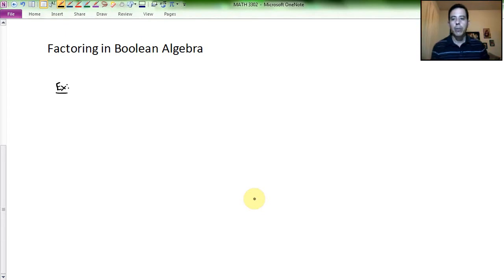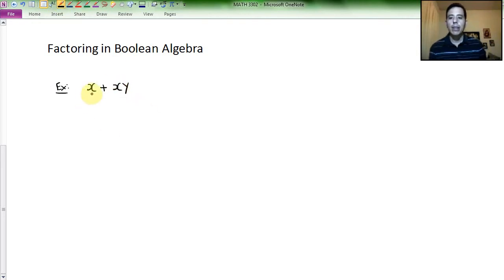I would like to show you two examples of factoring in Boolean algebra. This specific example we've seen before. It's x plus x times y. Again, we agreed on the order of operation. The multiplication comes first. When we have addition and multiplication, and there are no parentheses indicating which one we should do first, then we use the multiplication. So it's the same order of operation as we use in arithmetic.